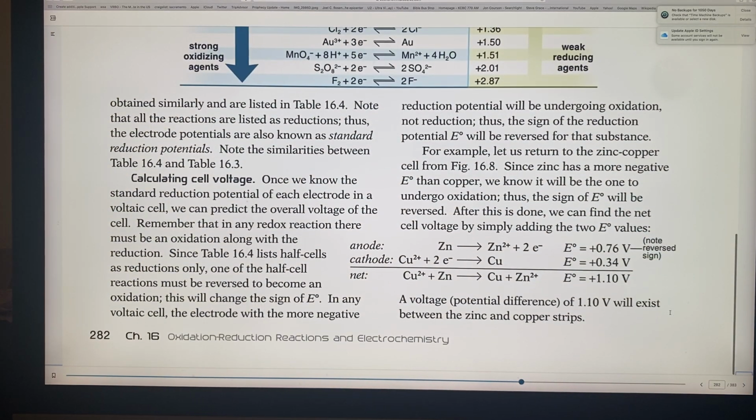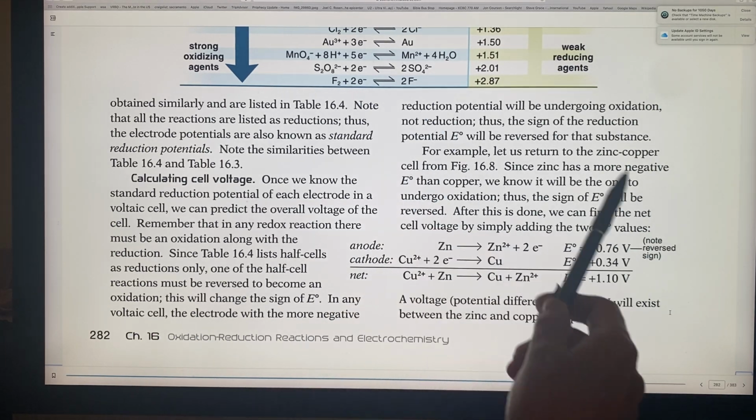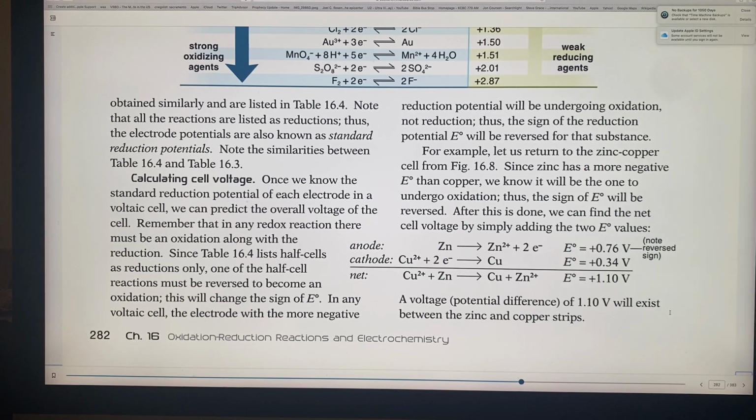So here it says, let me repeat that. In any voltaic cell, the electrode with the more negative reduction potential will be undergoing oxidation, not reduction. Thus, the sign of the reduction potential E will be reversed for that substance. For example, let us return to the zinc copper cell. Since zinc is more negative than copper, we know it will undergo oxidation.